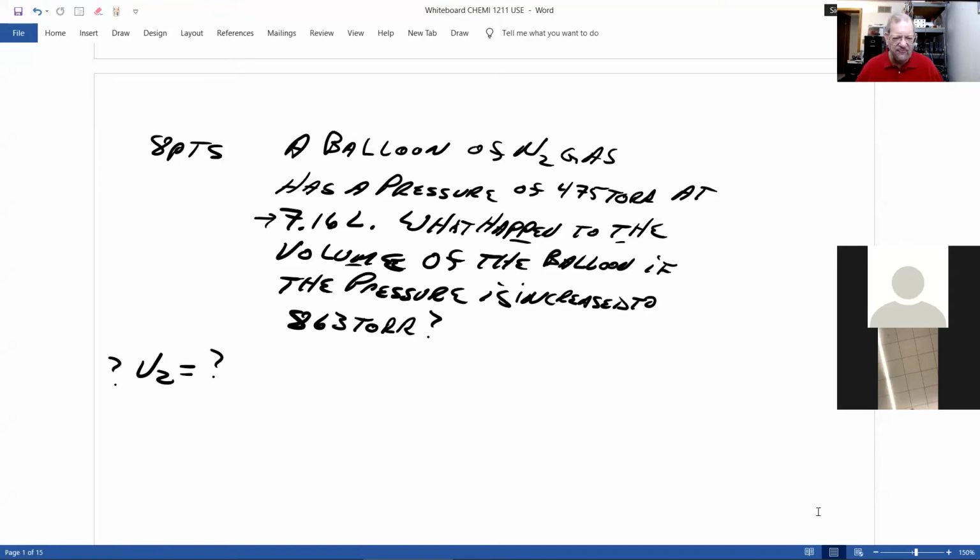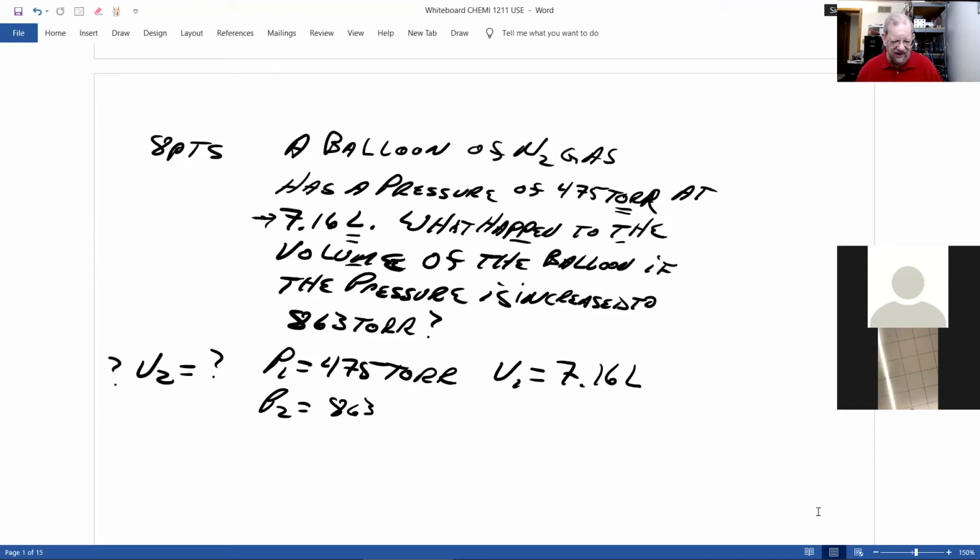What are we given? We're given an initial pressure, P1 equals 475 torr. You're given initial volume. Remember, liter is volume, torr is pressure. So the initial volume is 7.16 liters. And when the pressure is increased, that tells you the final pressure. P2 is 863 torr.